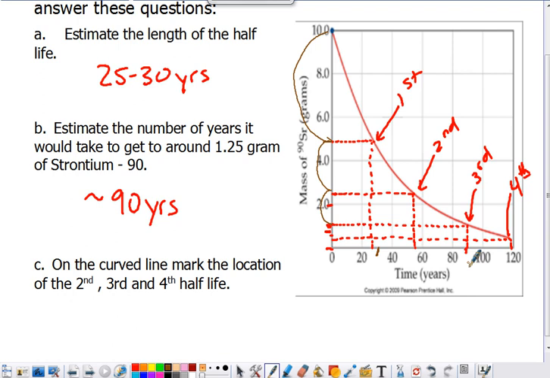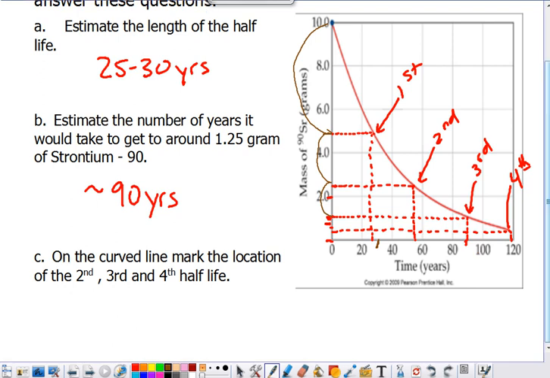On the curve, mark the different locations. So I've marked where all the half-lives occurred. Okay. Any other follow-up questions? Because we're out of questions on the worksheet, aren't we?